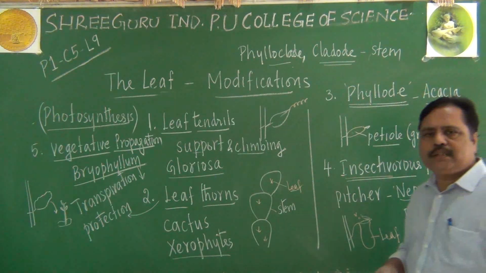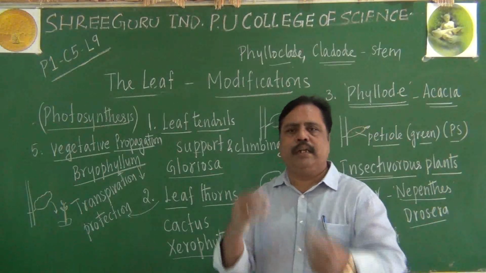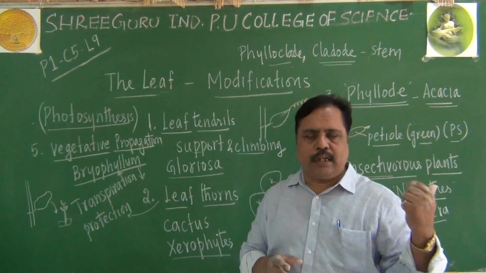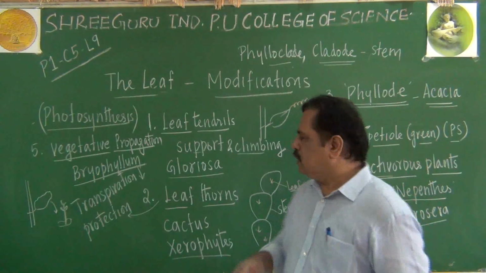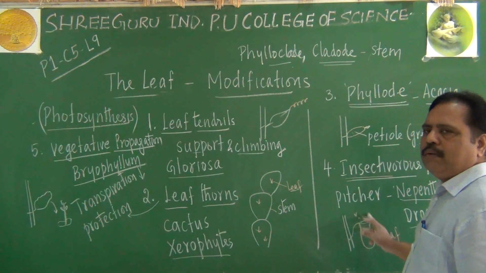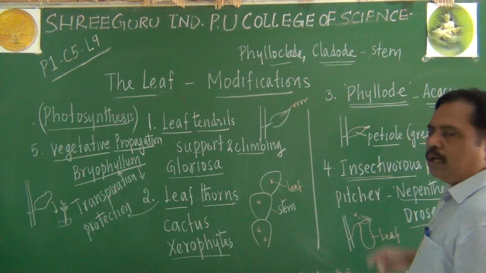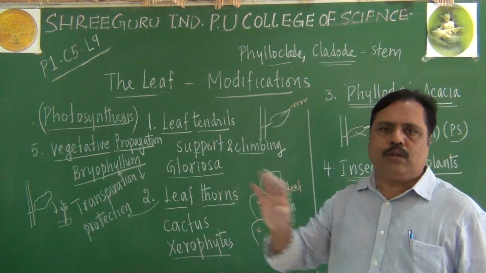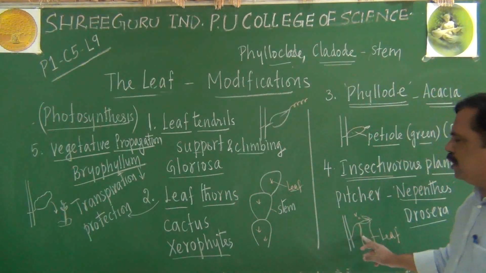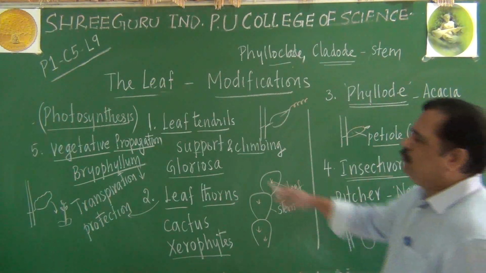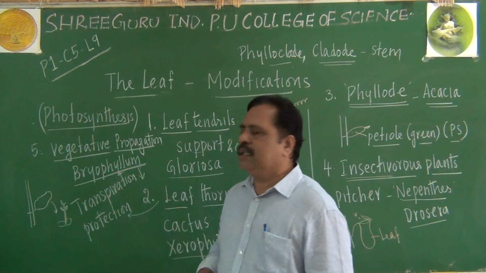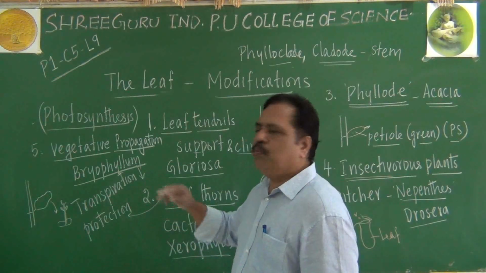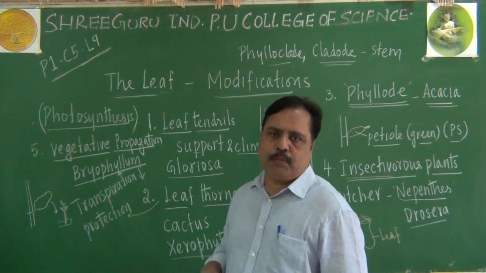Why should they trap insect? Why should they eat insect? In order to get nitrogen content. Because they cannot undergo photosynthesis. To get protein, they will eat insect. They become carnivorous plant. Plants are, what is that? Autotrophs. But here they become heterotrophs actually. Vegetative propagation can be seen in the case of bryophyllum, where leaf will produce new plant without sexual reproduction.